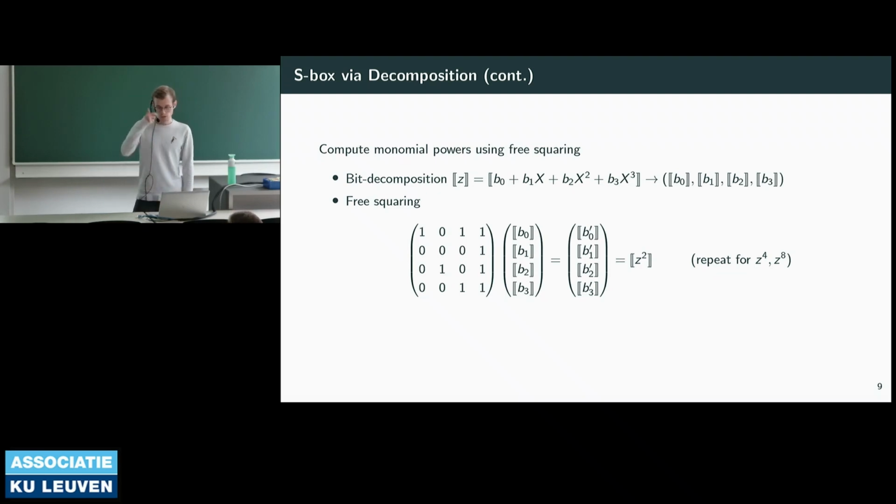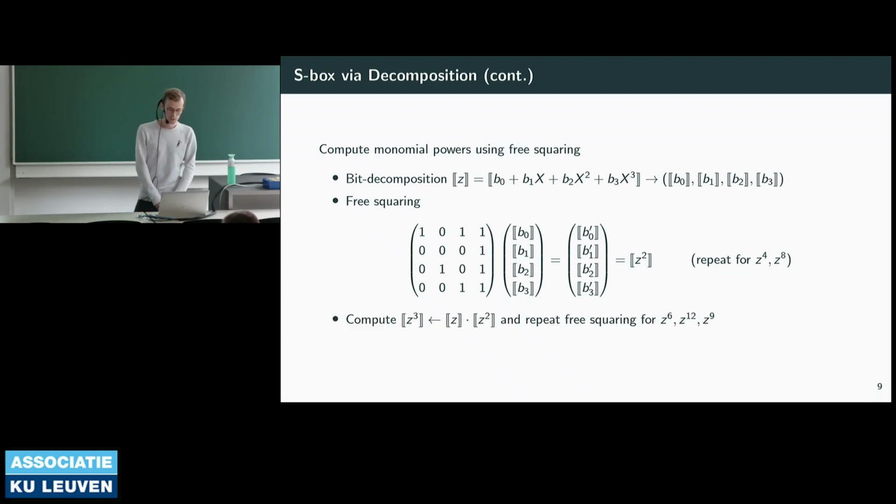Now, since this alone does not compute all the powers, we need to compute z cubed using the normal MPC multiplication. And then we can do the same trick. So we bit decompose this value, and then we can repeat the free squaring to get z to the 6, z to the 12, and z to the 9, which is z to the 24 mod 15. It wraps around in the exponent.